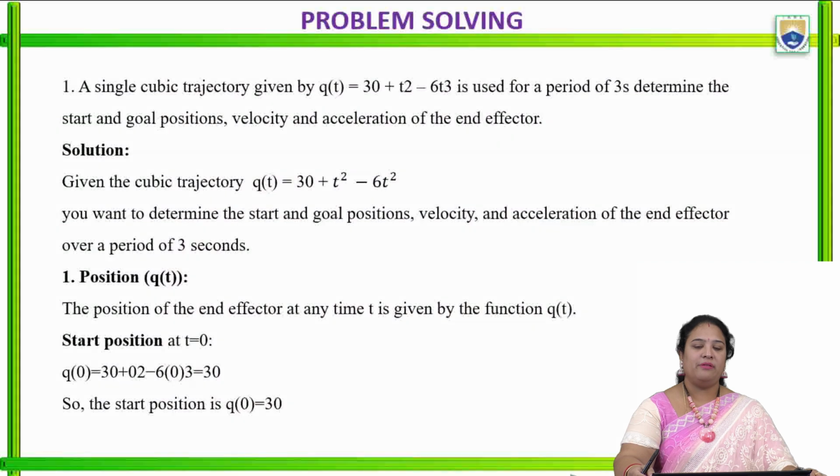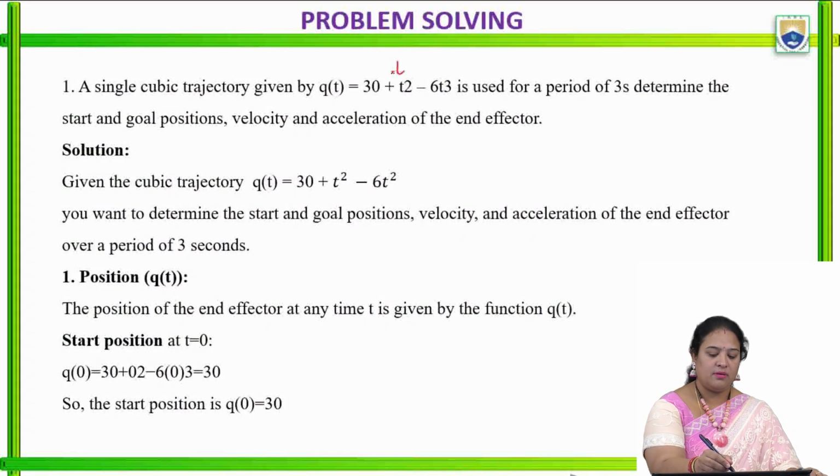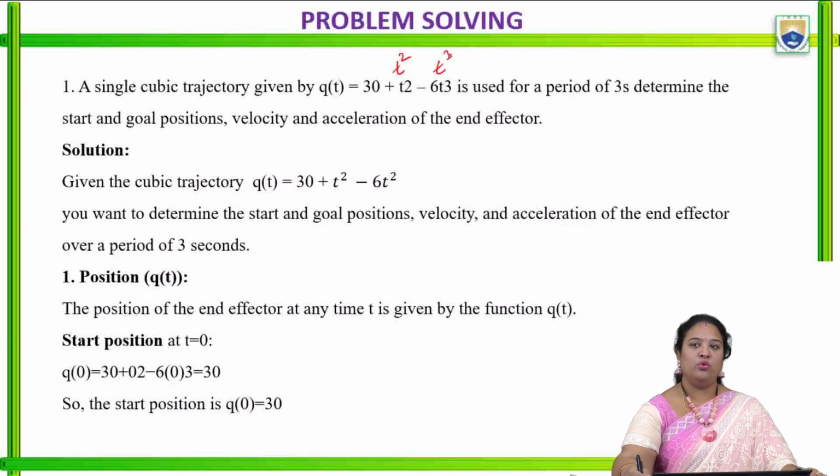A single cubic trajectory given by q(t) = 30 + t² - 6t³ is used for a period of 3 seconds. Determine the start and the goal position, and identify the velocity and acceleration of the end effector. This is the exact given question. So we need to find out the velocity and acceleration at the end effector, right?